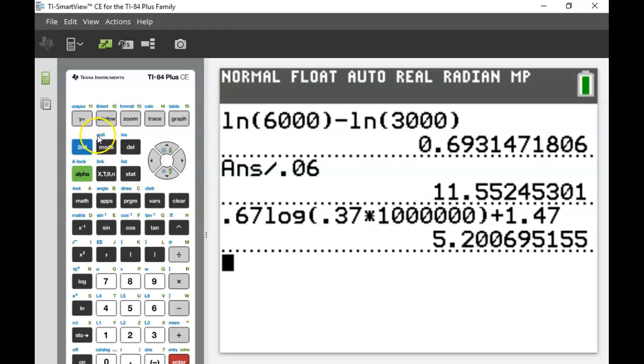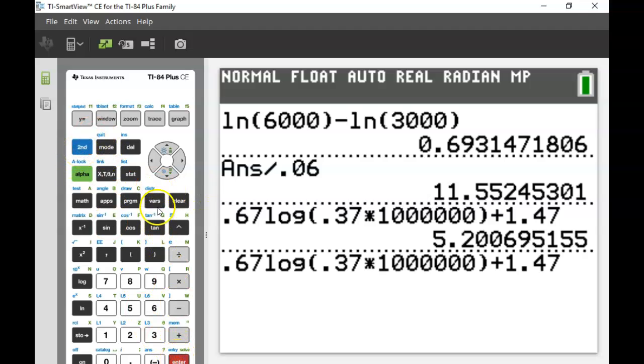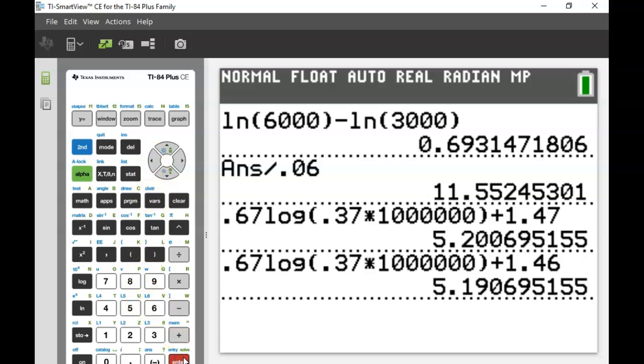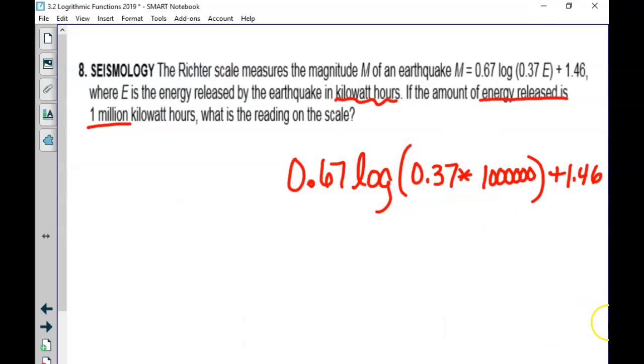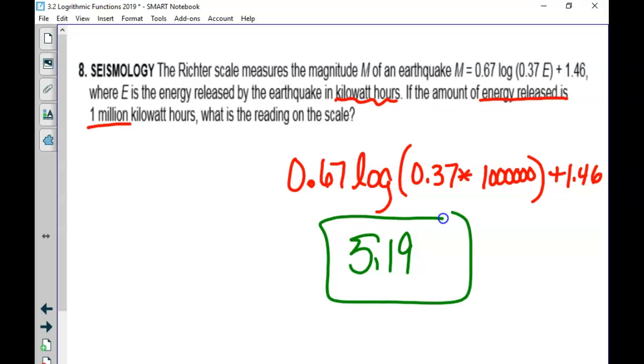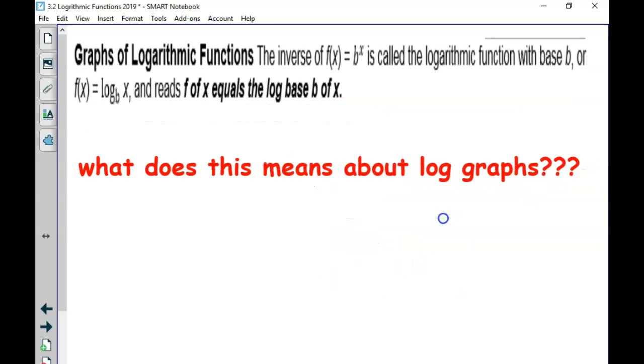Oh, it was supposed to be 1.46? Okay. So 5.19, which is roughly a 5.2 earthquake. But thank you for fixing it. That's the Richter scale reading. Okay. I hope we're out of those. Okay, we get to graph.